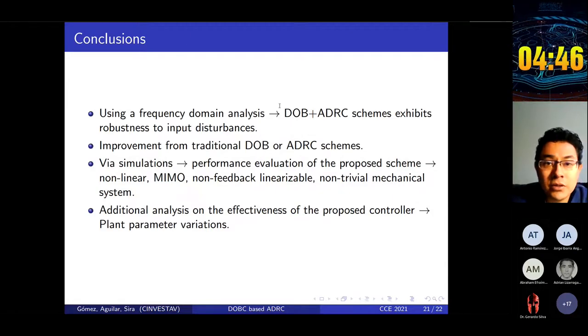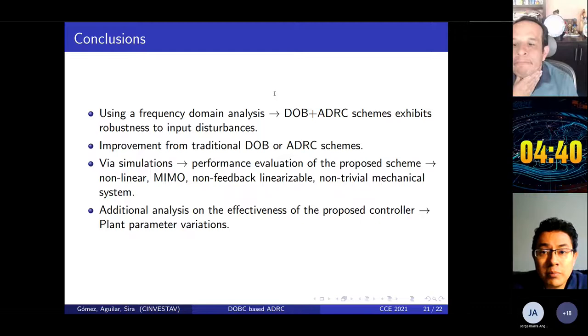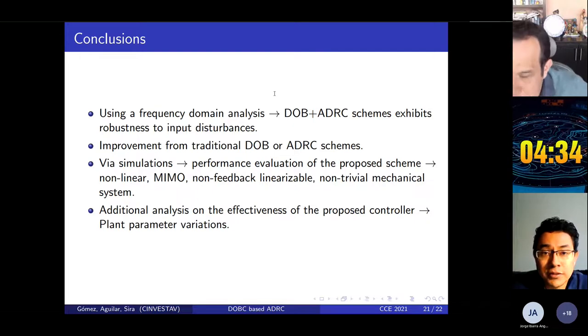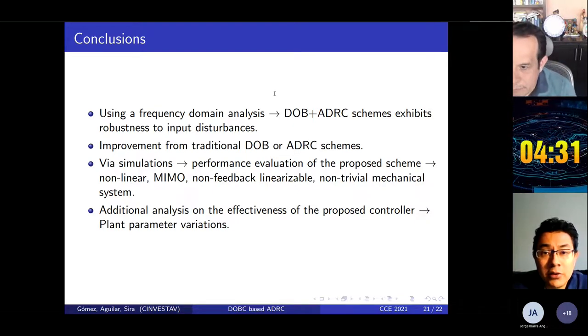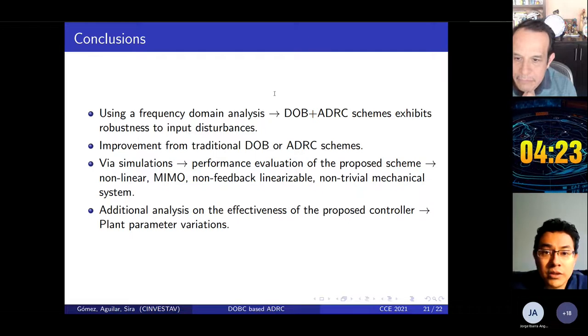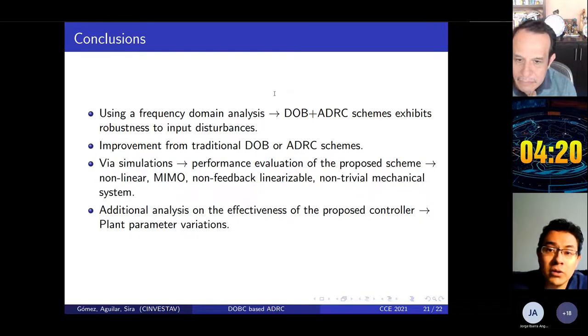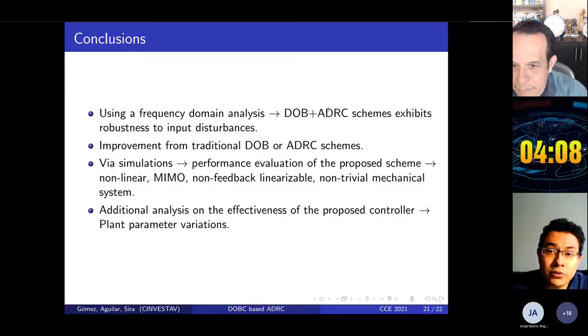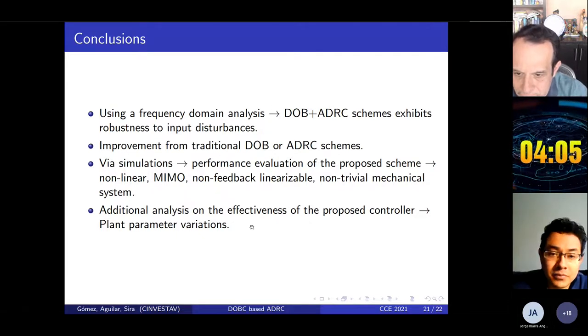To conclude this presentation, using a frequency domain analysis, we have shown that the DOB plus ADRC scheme exhibits robustness to input disturbances. We have shown that a clear improvement is achieved with respect to traditional DOB or ADR schemes. Via simulations, we tested the performance of the proposed scheme on a nonlinear MIMO, non-feedback linearizable, and non-trivial system. And some additional analyses were made of the effectiveness of the proposed controller to plant parameter variations.